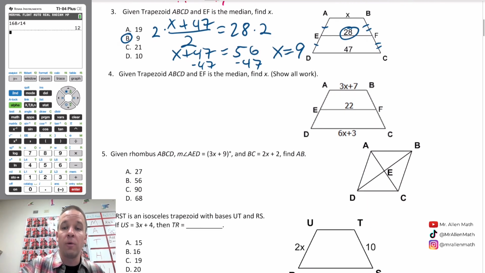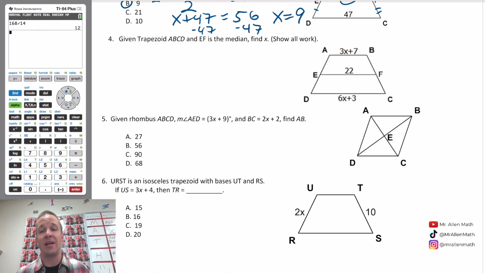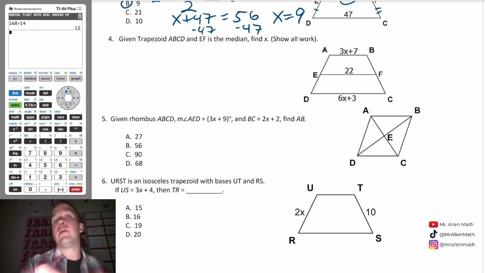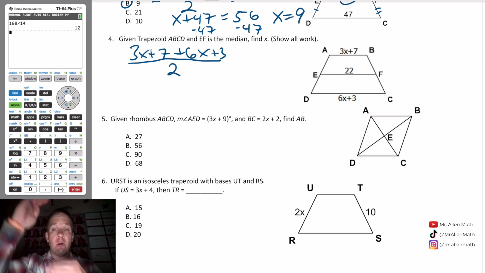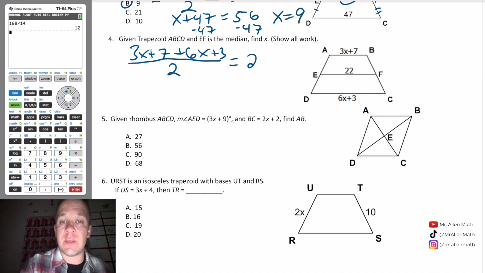Cool? Number 4 here, we once again have a median. We got to find x. This is a little more challenging, but we can use the same idea. So I'm going to set, the light's going to go off here, man. It keeps on going off on me. We got 3x plus 7 plus 6x plus 3 divided by 2. Those are my upper and lower base. Divided by 2, if I average them, it's going to equal that 22.